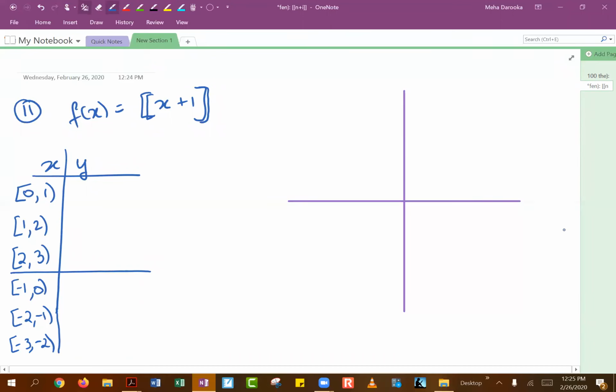But the y value should be one more than... Okay, so what will it become? That would be 1, 2. And then do you want us to do it all? Yeah, so that way you kind of have an idea on both sides.